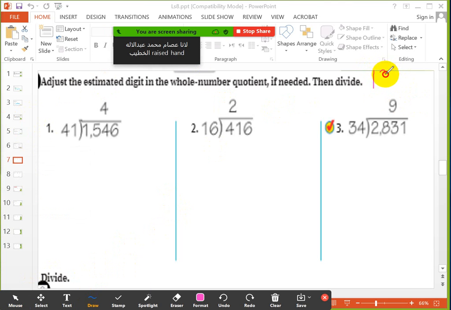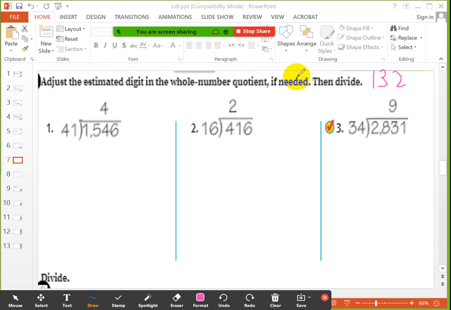Today we will continue our lesson, the adjust quotient, and we talked yesterday about the estimate, how we will know that our estimate is too high or too low according to the real number. So yesterday I think we solved number 1 and 2, right? Number 1 and 2 only. Did we solve number 3 or not?